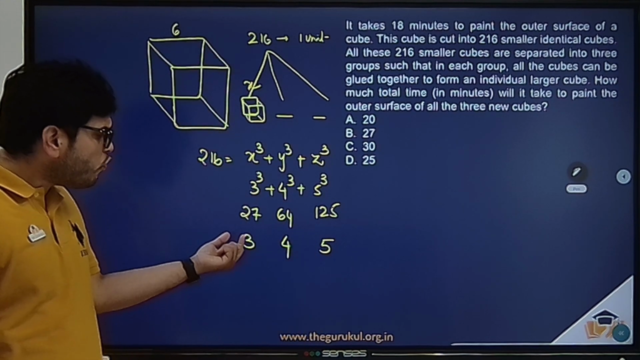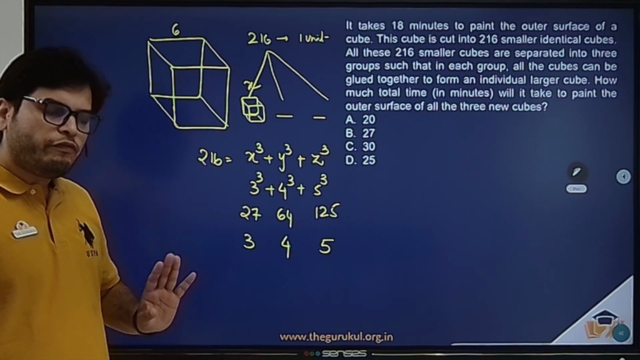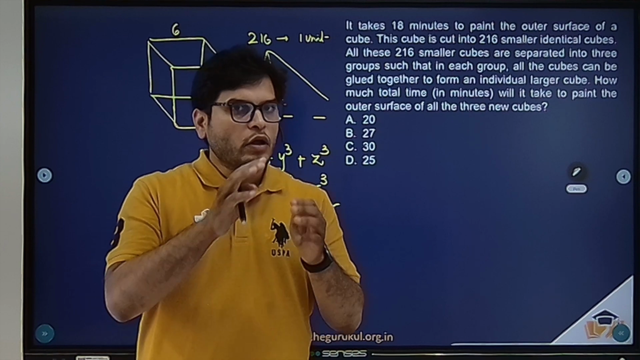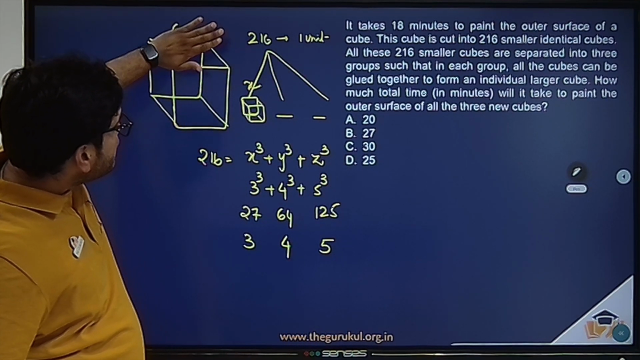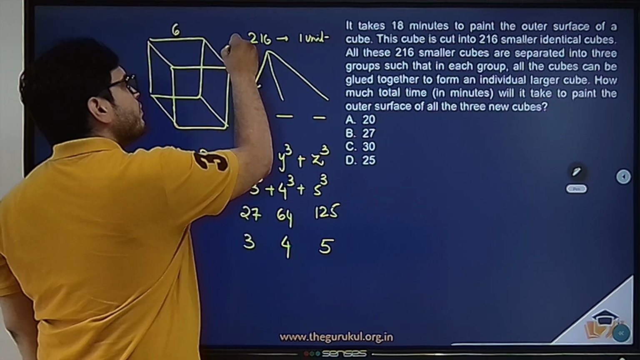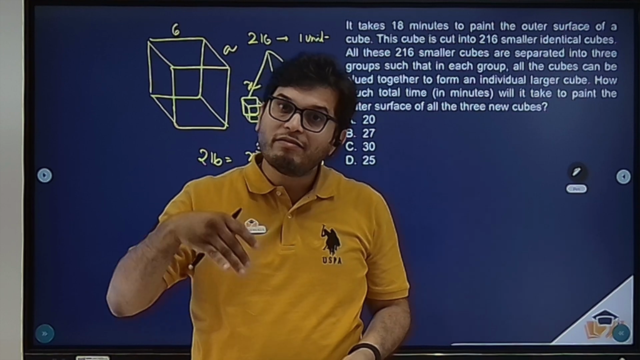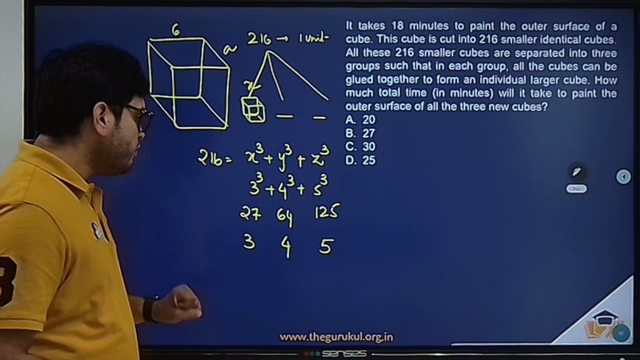Right. Now, what would be the total surface area of these three cubes? Total surface area of a cube is 6a square, right? Because the area of each face, if I consider the side of the cube to be A, the area of one face will be A square. You have six such faces. Now, what would be the total surface area of these three cubes?